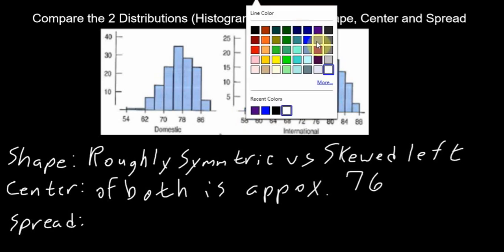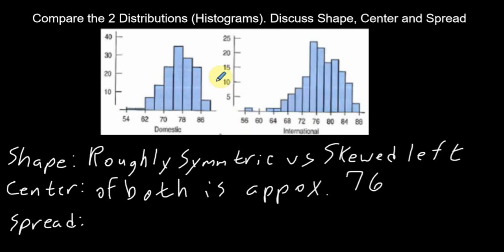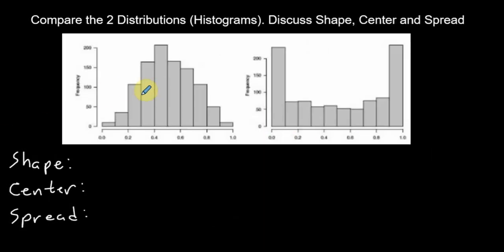So spreads are similar. I'd want to get the individual data, and for this one I would calculate the standard deviation because it's symmetric. This one I would want to get IQR because it is skewed left. All right, let's compare these two.